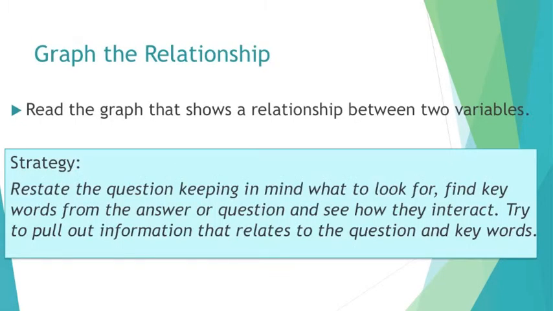The first and most popular concept the science section tests for is graph the relationship. These questions require you to read a graph that shows a relationship between 2 variables. For questions like these, your students should restate the question, keeping in mind what they might be looking for, and find keywords from the answer or question in the graph or table, and see how they interact. They should try to figure out what information they can pull out that relates to the question and the keywords.